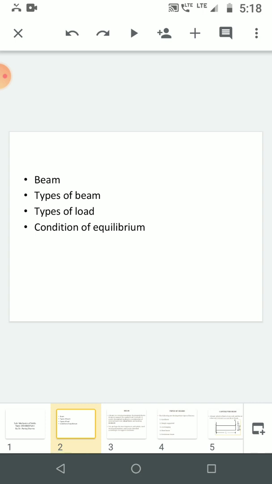Before starting the shear force and bending moment diagram, we have to study about beam, types of beam, types of load, and the condition of equilibrium.